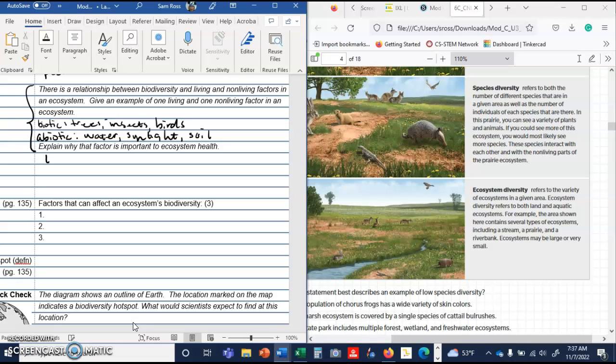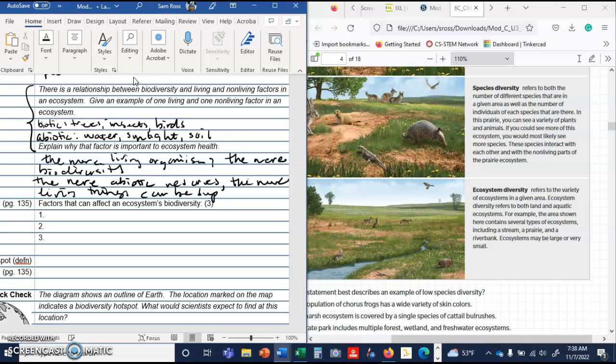So the more living organisms, the more biodiversity. Okay, and this isn't going to fit, but the more abiotic resources, the more living things can be supported.